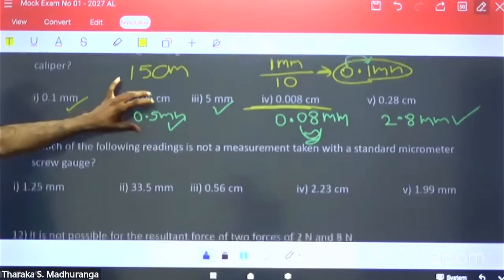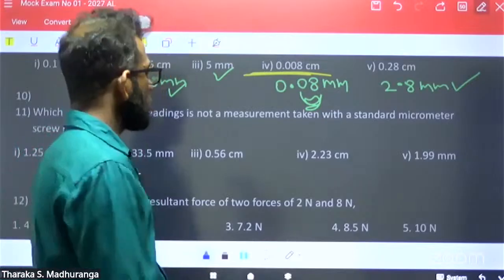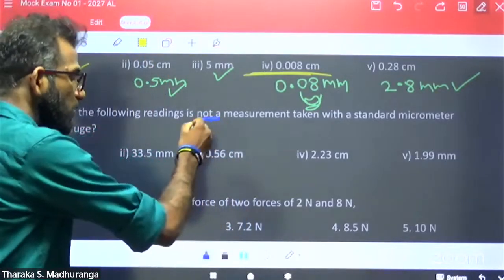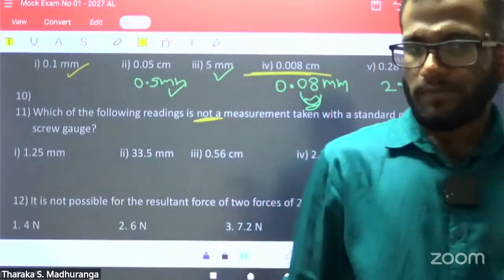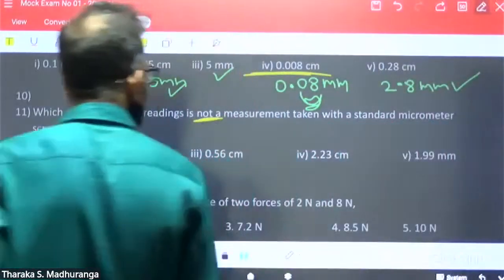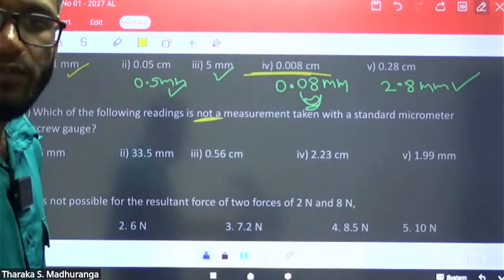Question number 10. Which of the following readings is not a measurement taken with a standard micrometer? For online students, there was a typing error here. The word not is missing in your paper. It should be not a measurement. For online students, I gave marks to all students.